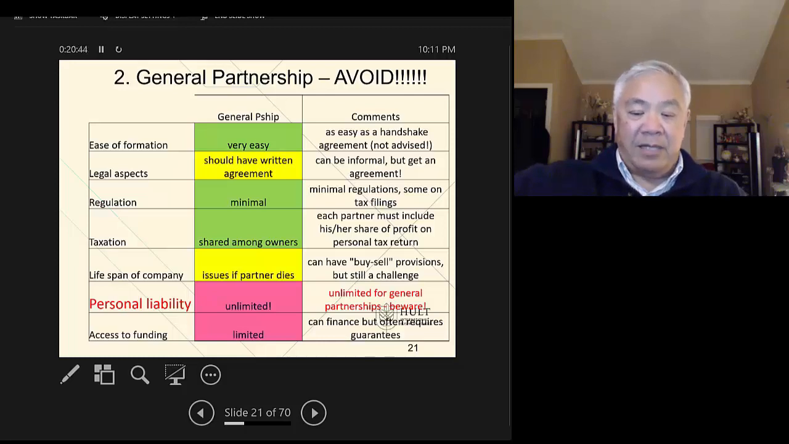Access to funding, limited. There are more people there. There's more collateral, more guarantees, more people. So it's a little bit easier than getting funding as an individual. However, there is not as much as you would see as a corporation, which we'll see in a moment.